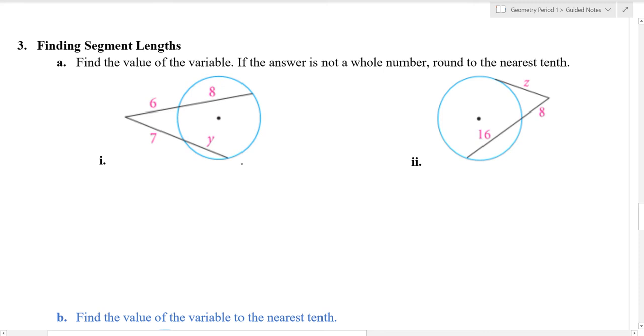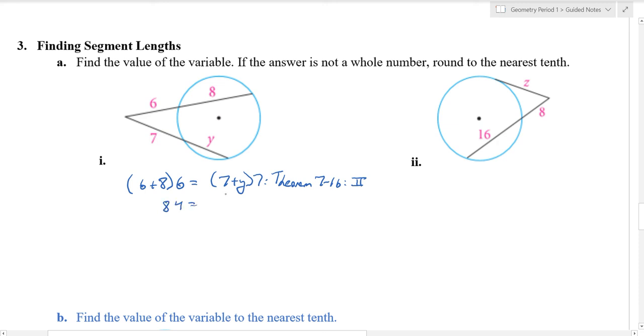So we have 2 secants. So we can actually say that we have the quantity of 6 plus 8 times 6 equals the quantity of 7 plus y times 7. And the reason for that is Theorem 716 type 2.